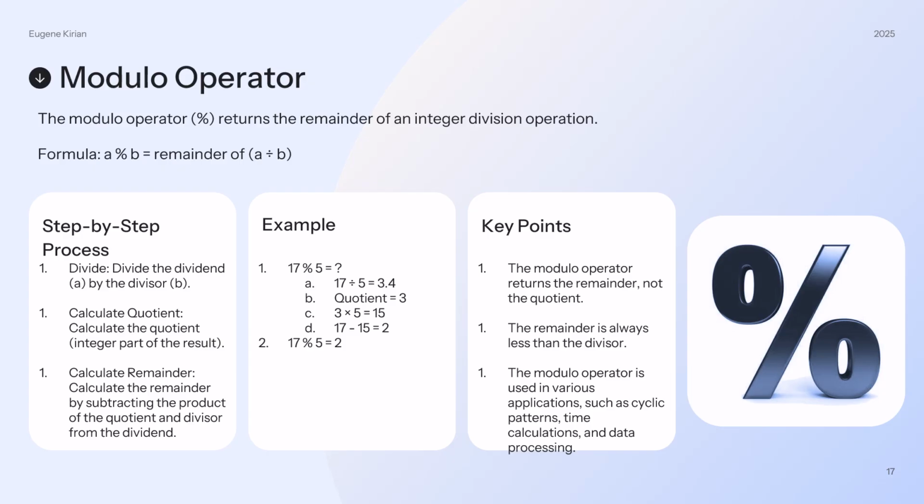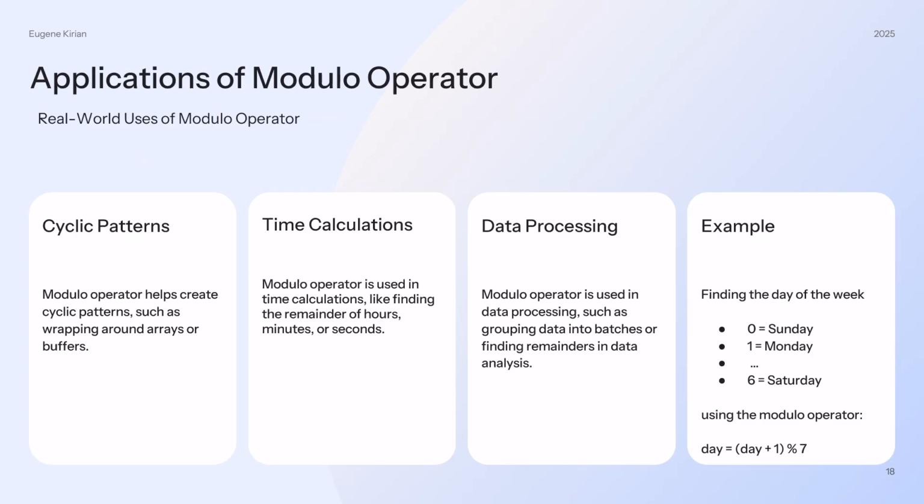A few key points to note. The modulo operator returns the remainder, not the quotient, and the remainder is always less than the divisor. This operator has many practical applications, such as handling cyclic patterns, time calculations, and data processing. The modulo operator has many real-world applications that make it a powerful tool in programming. Let's explore a few examples.